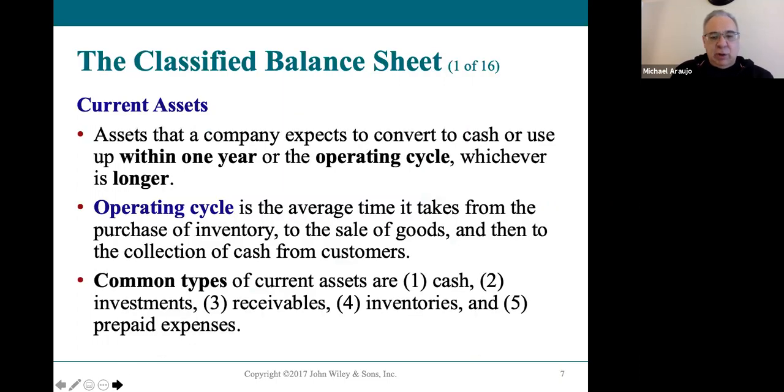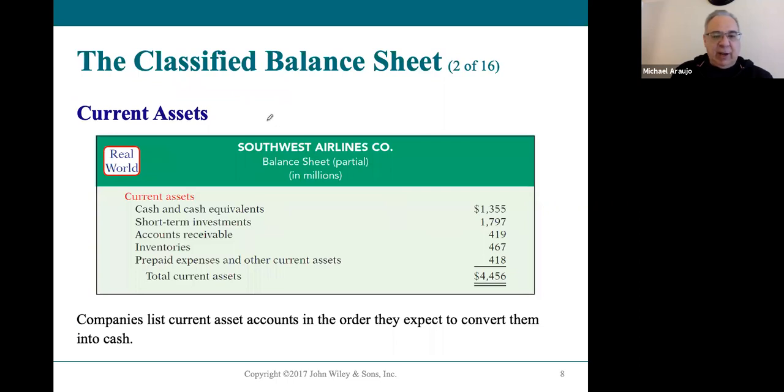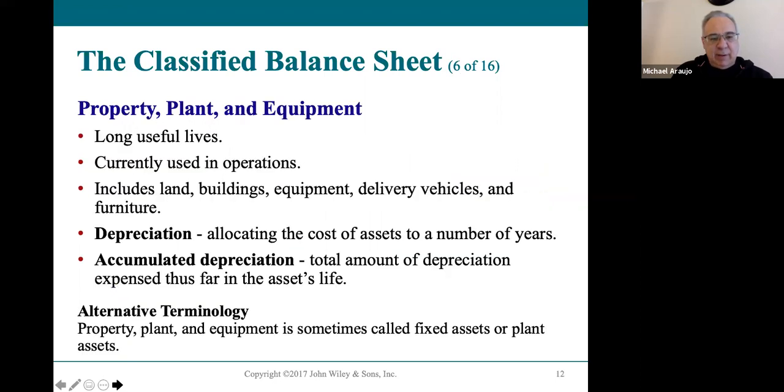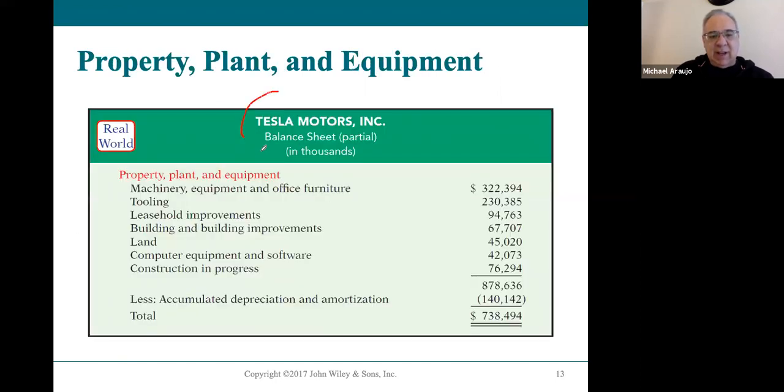Okay. So your book goes over this with some examples. This is from Southwest Airlines and their current assets. Again, current assets are always totaled as are current liabilities, but they're all going to look very similar to what you've already seen here. Long-term investments: Google has some stock that it owns on that particular balance sheet. Property, plant, and equipment: this is from Tesla, which has a ton of property, plant, and equipment, as you see here. And so lots and lots of things. And of course, they also subtract out their depreciation to get a book value of all of that.